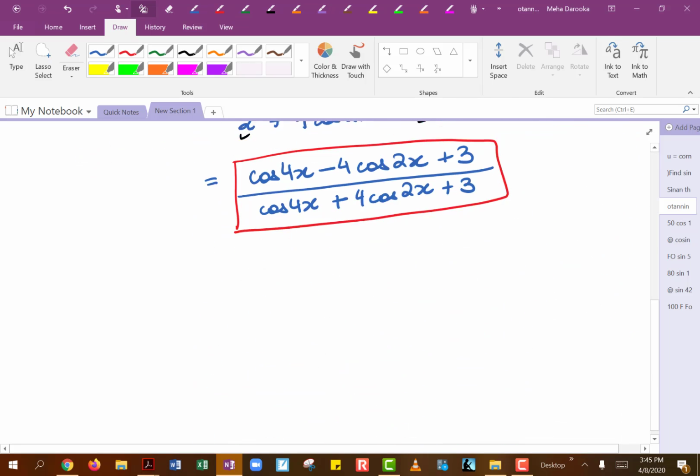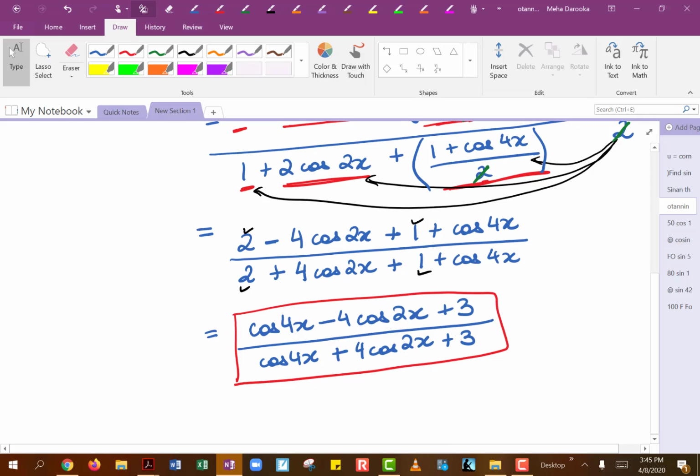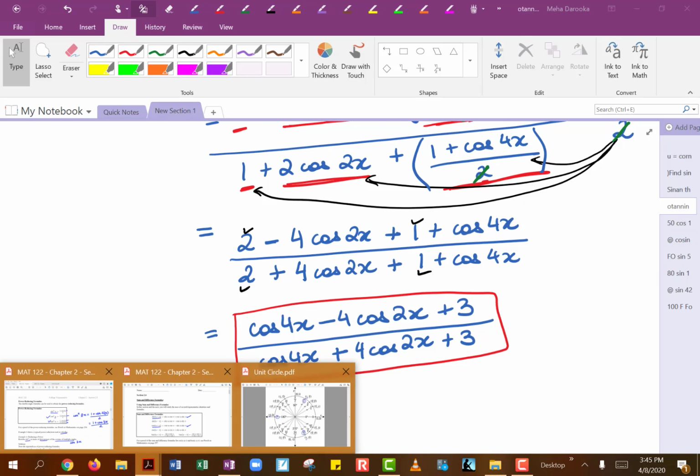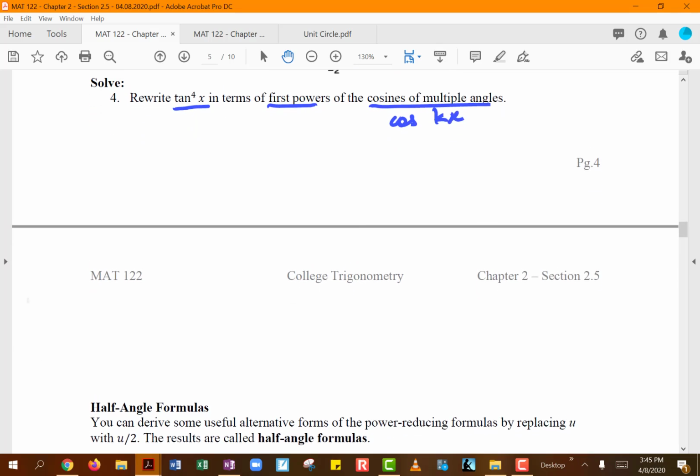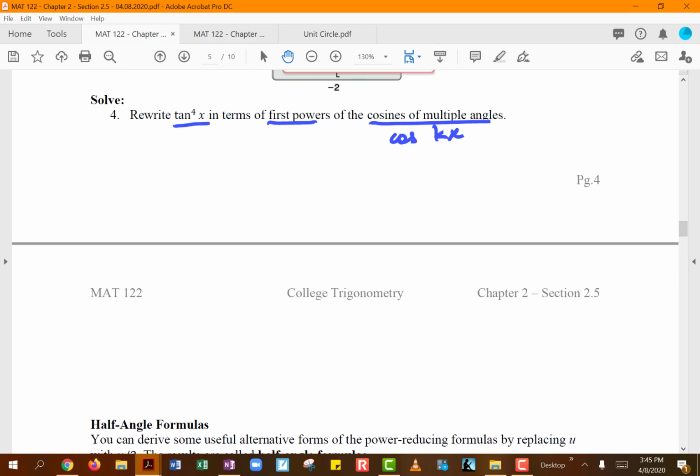So you will have to leave your answer as it is. It's not a pretty answer, but they are cosine functions of multiple angles, which is what they were asking us to rewrite it as, and we have. Okay, so that was our problem number 4.